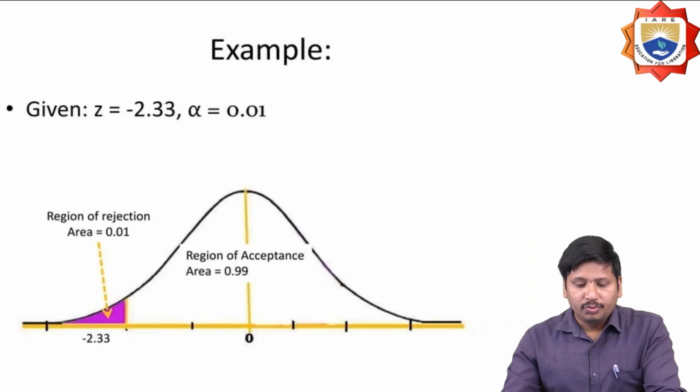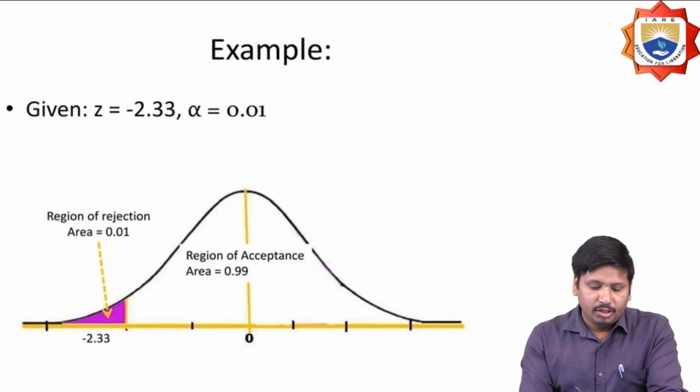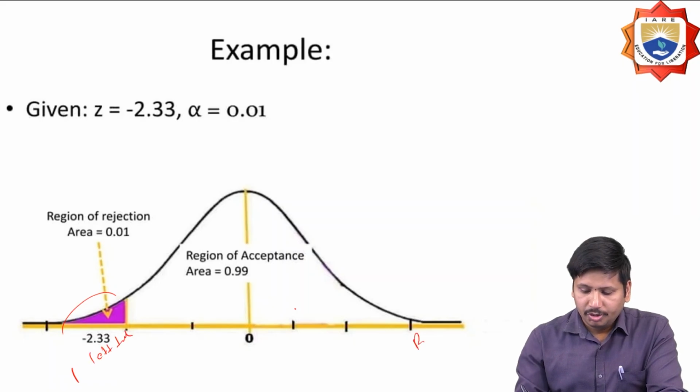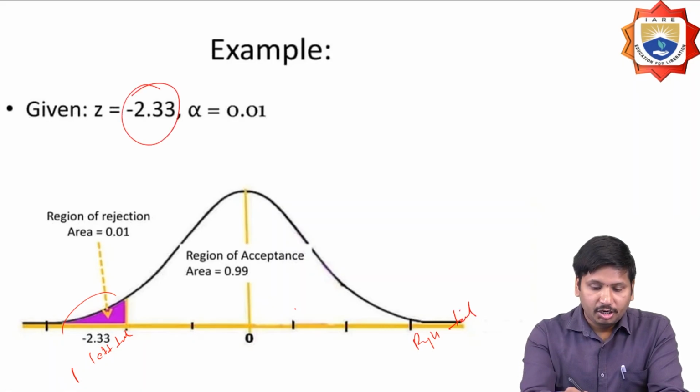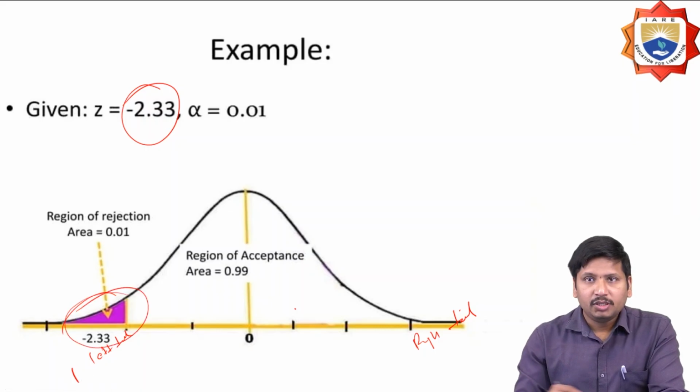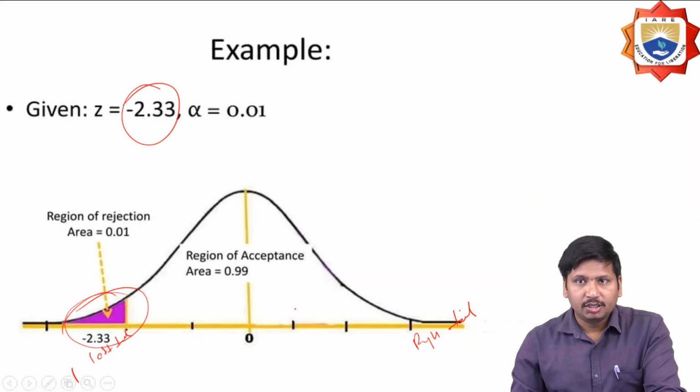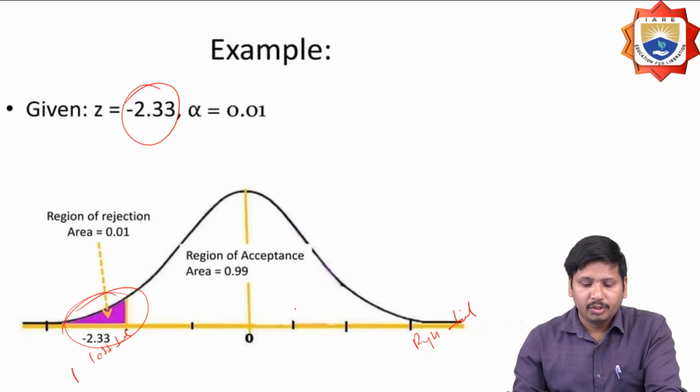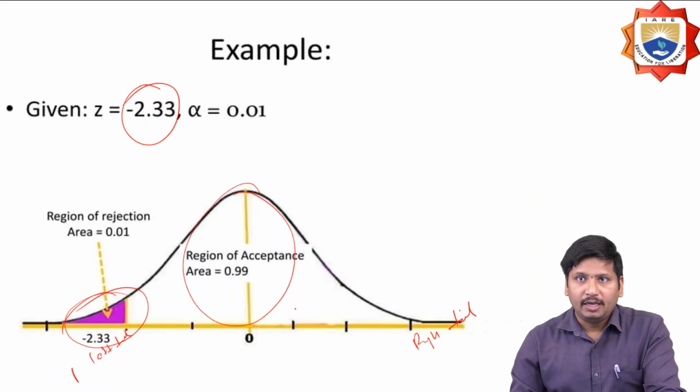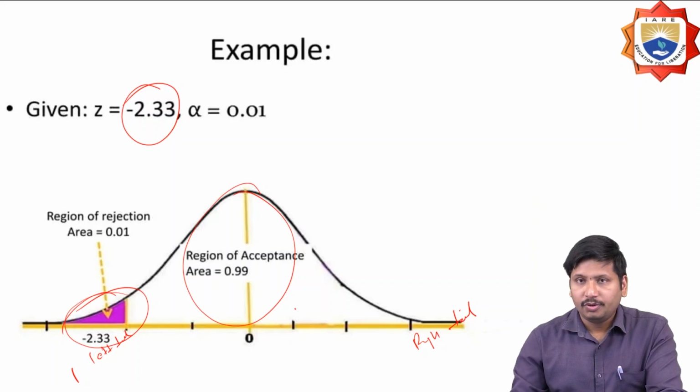Suppose I give Z equal to minus 2.3 and alpha equal to 0.01. Then this should be the left tail, and this should be the right tail. Since I'm giving the negative value here, the left tail is going to be the region of rejection. That should be 0.01, and this should be the region of acceptance.